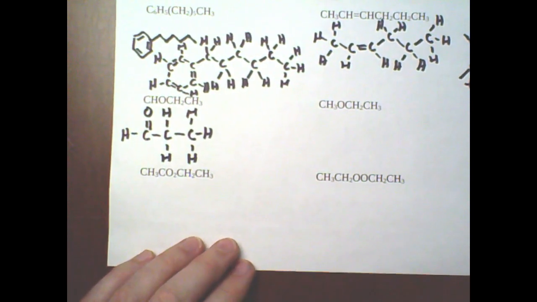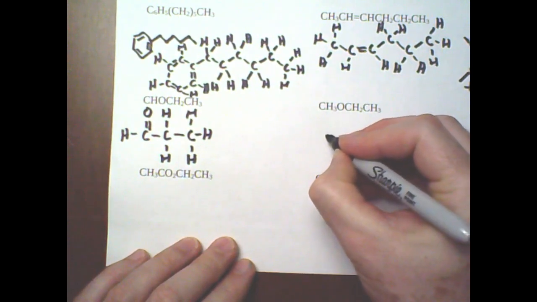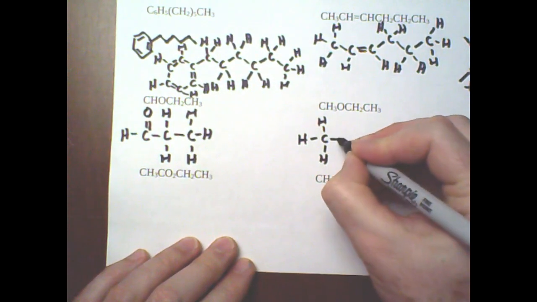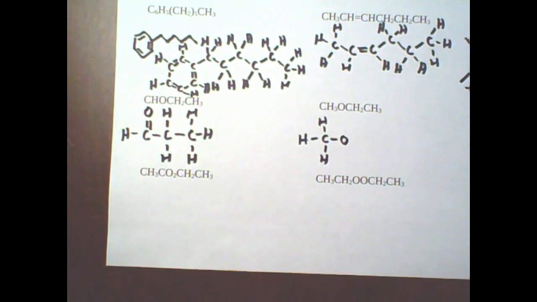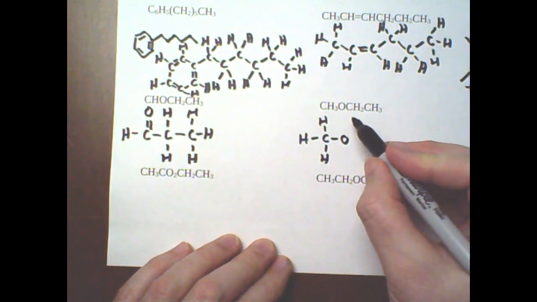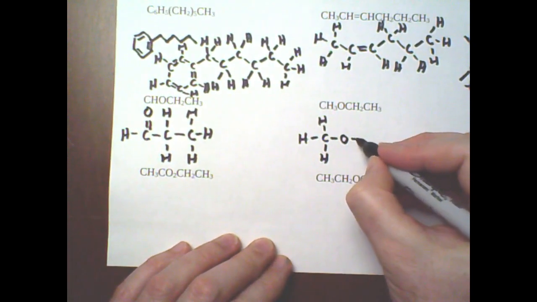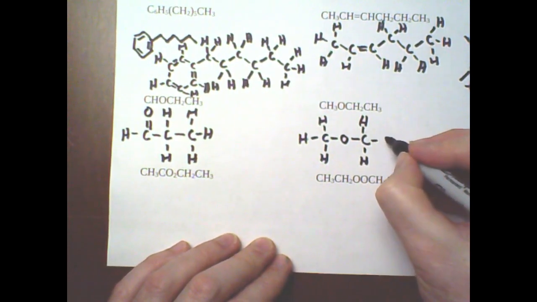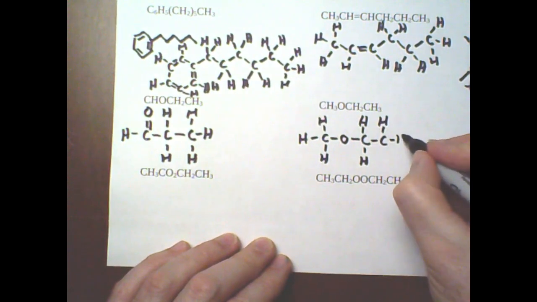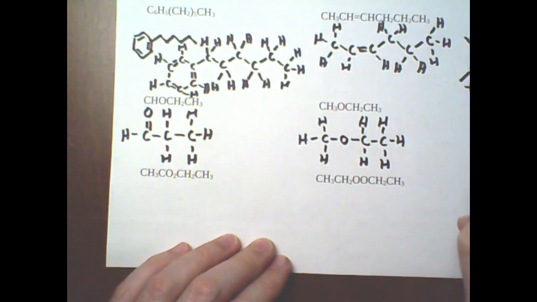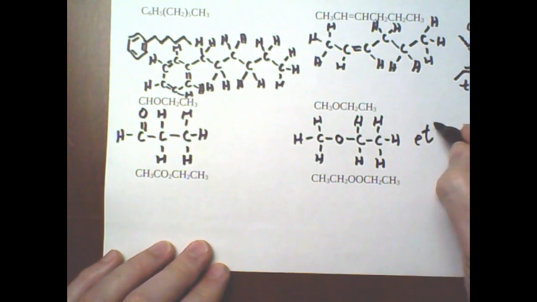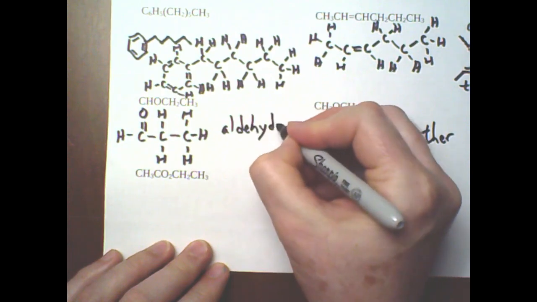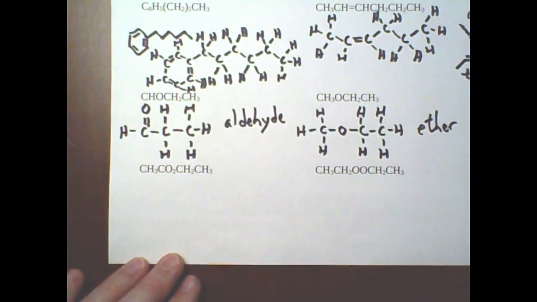Let's check out this O. Our C here on the second one has 3 H's. That leaves only 1 spot for the O to bond and no spots for the next C. So this time the O is going to go in between. And we have an ether. Go ahead and look at your functional group sheet and find ether, and aldehyde, and see how different they are.